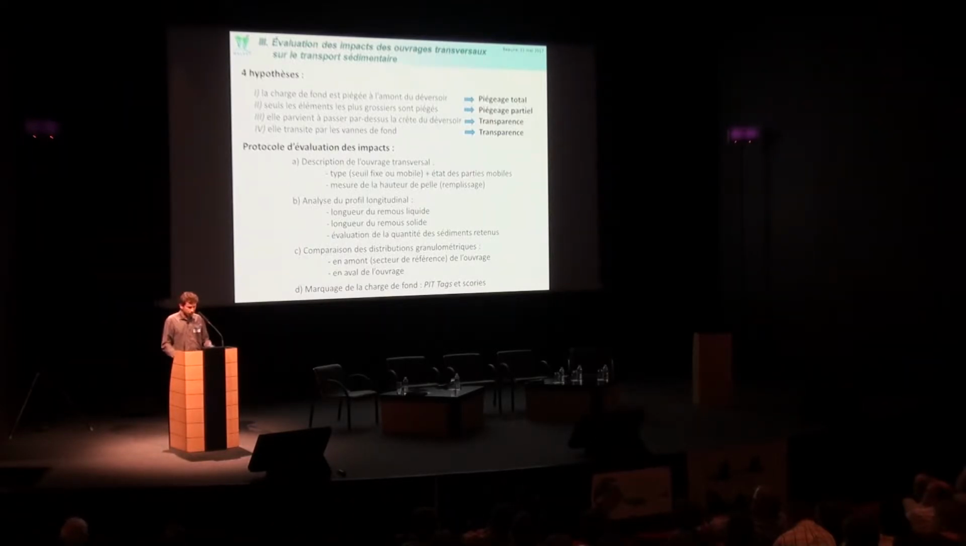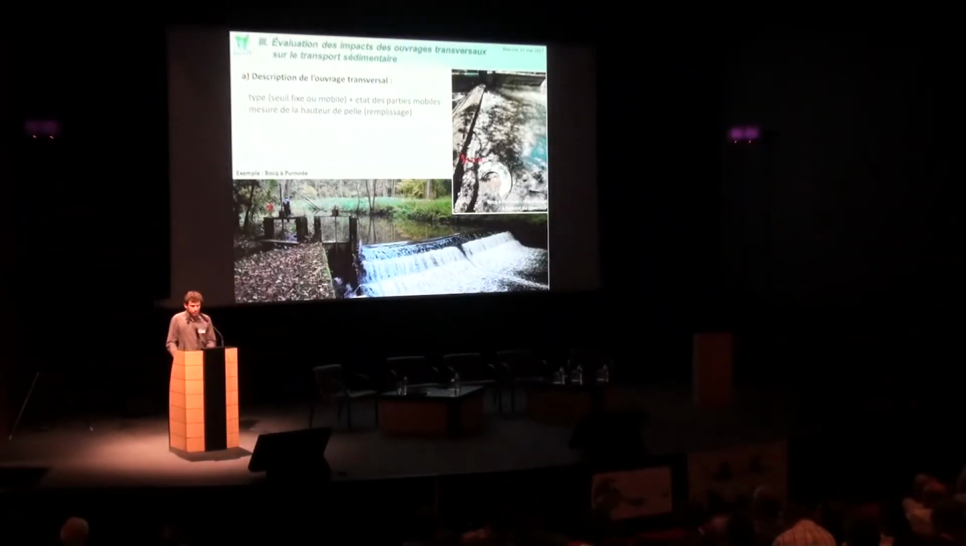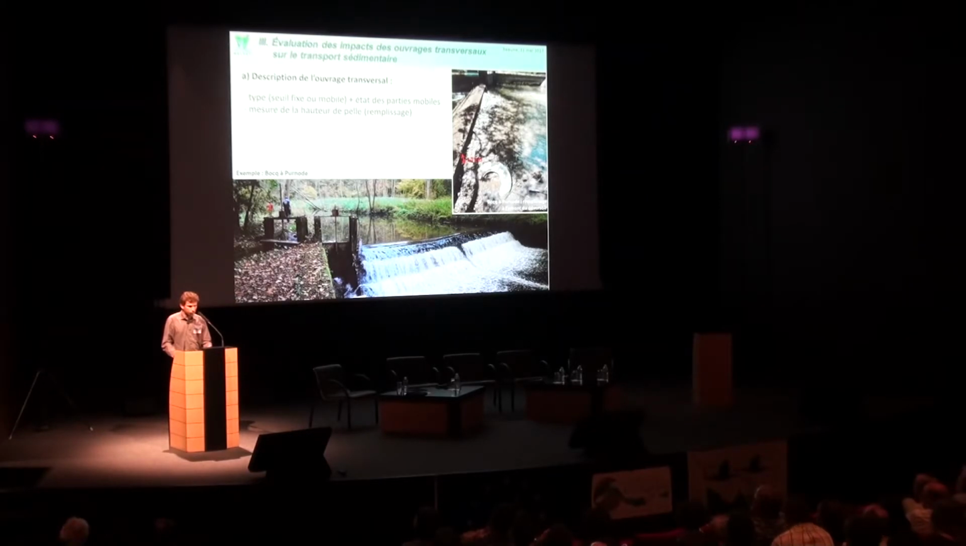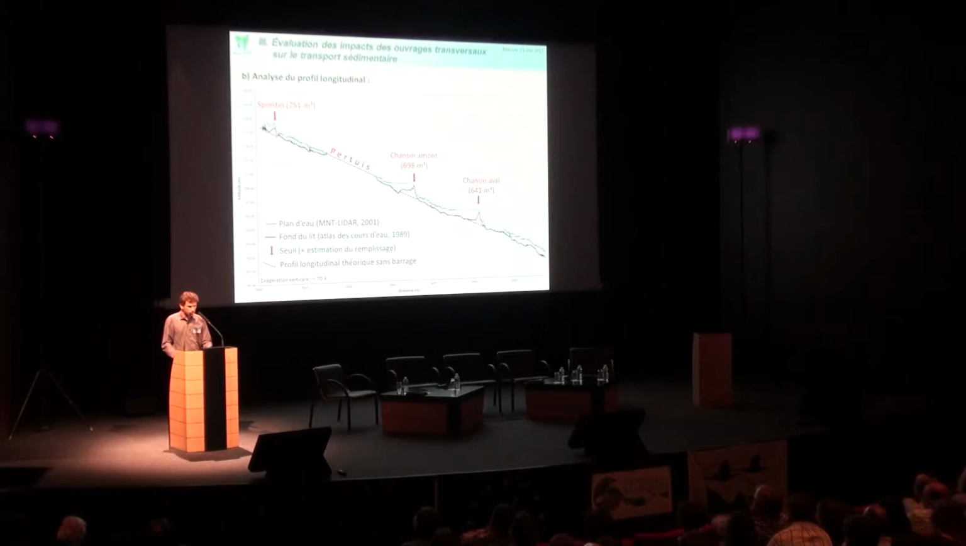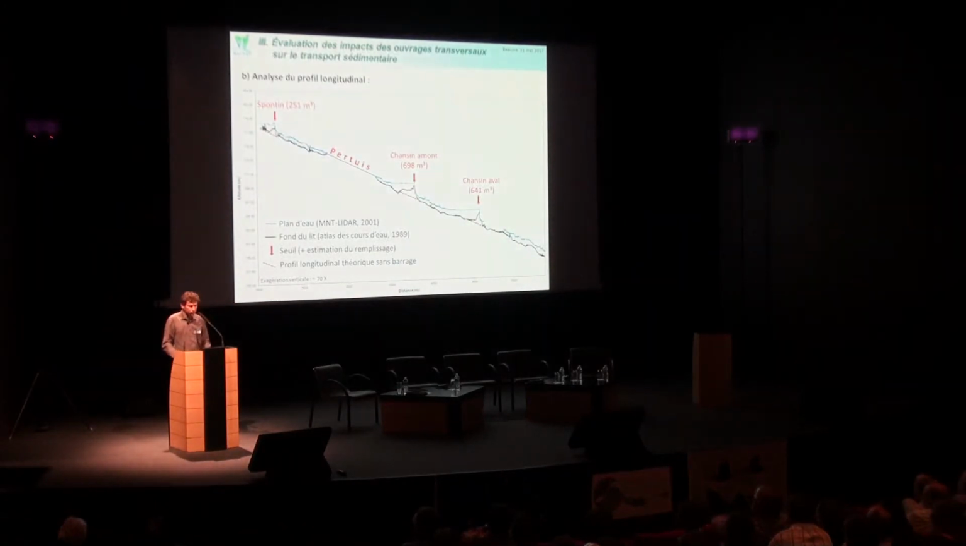The protocol, which I'm going to explain now, was first describing the obstacle, the barrier. Is it fixed or mobile? And what are the mobile parts then? How much does it fill in? How much does it spill out? It can show in this case that, for example, the bed load can go through this obstacle. And now we have a profile analysis.